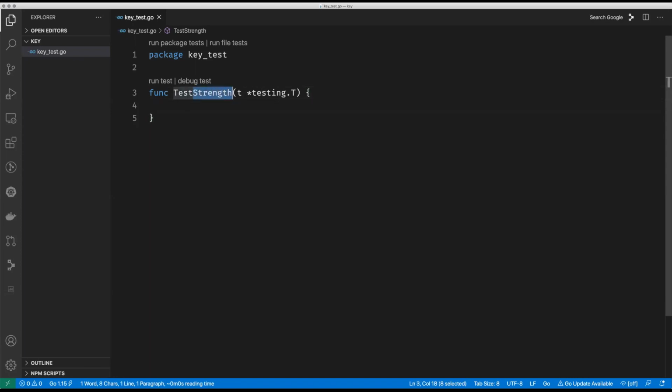So let's try and work out the key space for a given password. So let's say, suppose we call key.space. What do we need to send it?